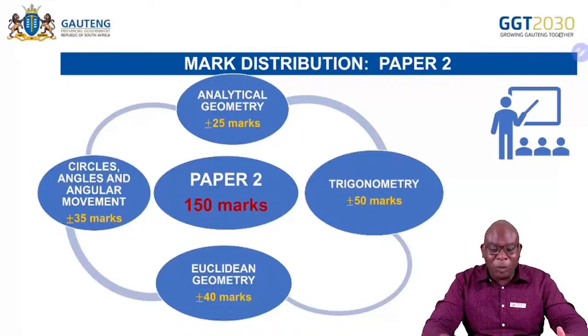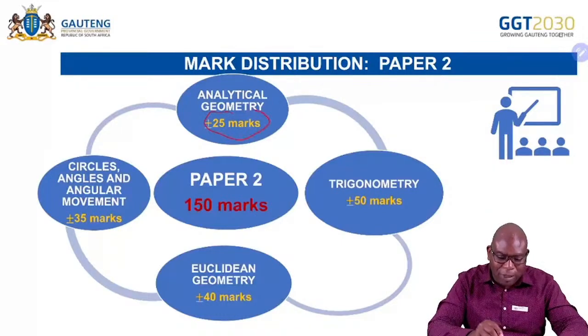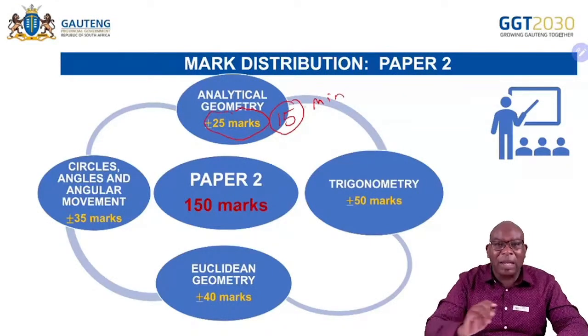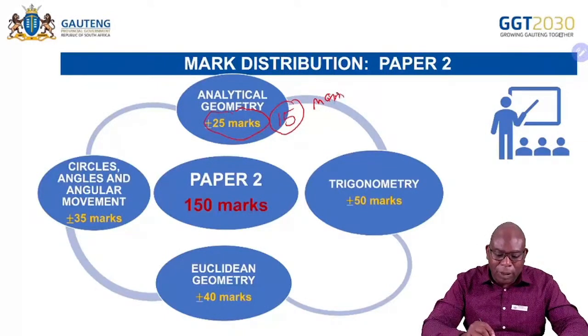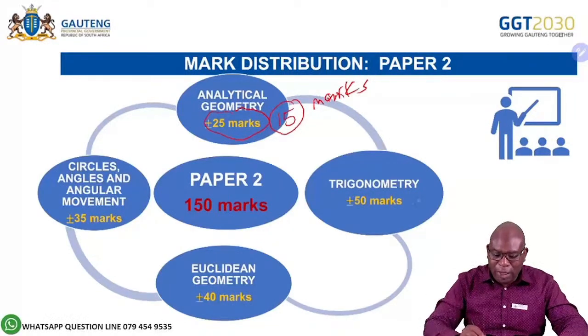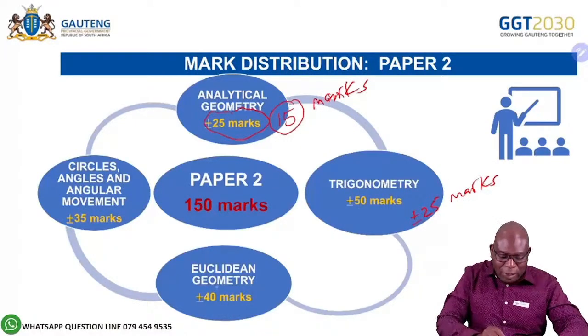So it will be your analytical geometry, which is plus minus 25 marks. So at least today when we're practicing, we must target at least 15 marks. Those are the minimum marks that we must get. That's our target. I'm not saying after 15 marks you stop. Now in trigonometry, it's 50 marks, so here at least target plus minus 25 marks. Now we have Euclidean geometry there. If I can just target plus minus 10, that's my minimum mark.